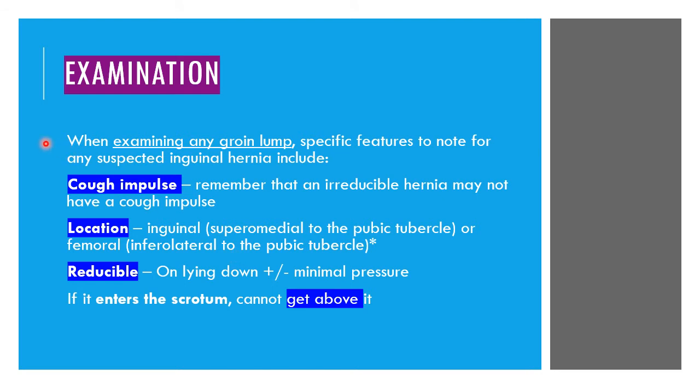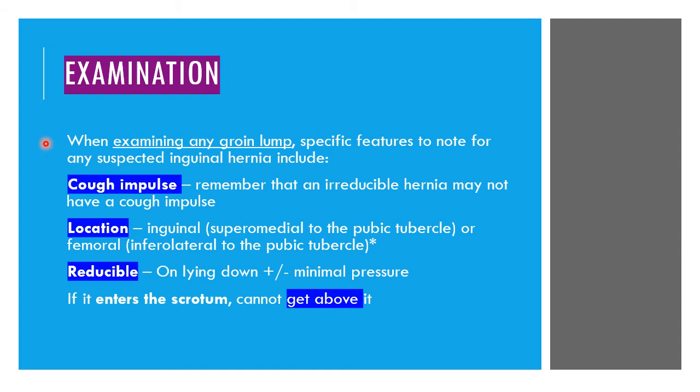Okay, when you examine a patient with any groin lump, the specific features to look for will be a cough impulse. Remember that an irreducible hernia may not have a cough impulse. So it is important to reduce the hernia and then check for cough impulse. If the cough impulse is positive, then most likely it is an inguinal hernia.